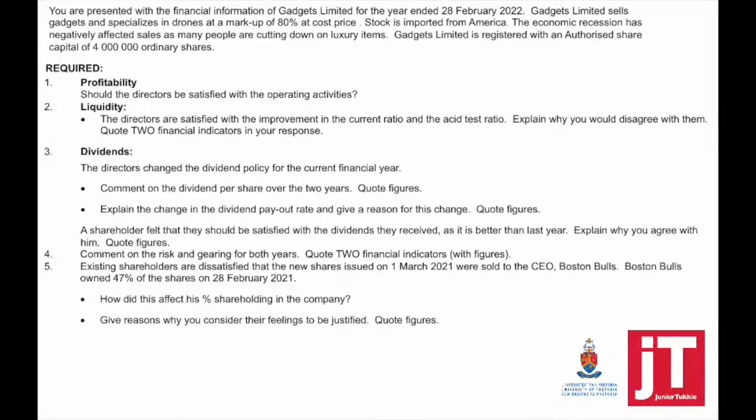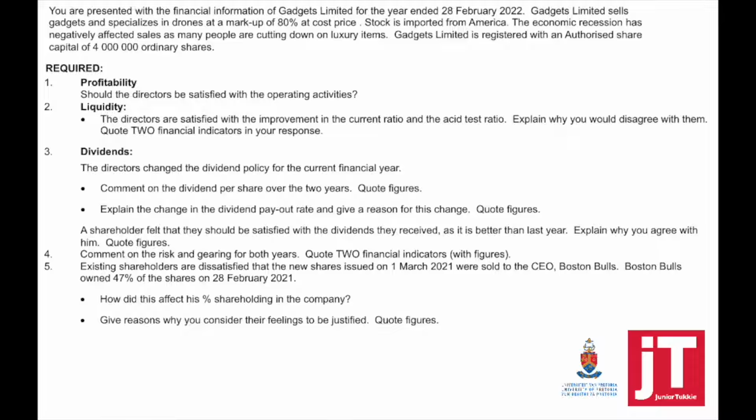Gadgets Limited sells gadgets and specializes in drones at a markup of 80% at cost. Stock is imported from America. The economic recession has negatively affected sales as many people are cutting down on luxury items. Gadgets Limited is registered with an authorized share capital of 4 million ordinary shares.